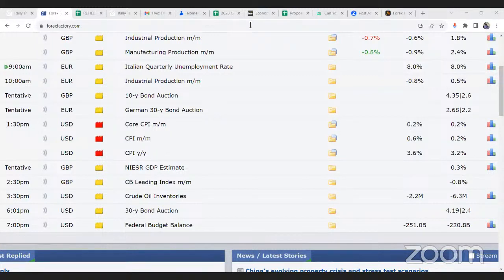CPI stands for Consumer Price Index. Okay, CPI stands for Consumer Price Index. And you check here that we have three types. We have core CPI M/M, we have CPI M/M, and we have CPI Y/Y. Okay, what does that mean?